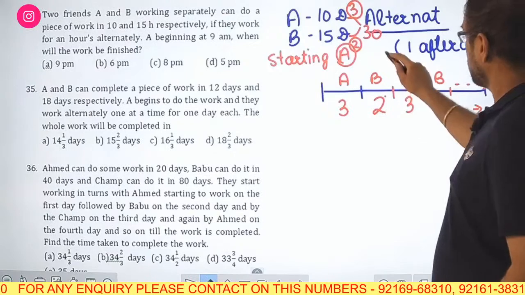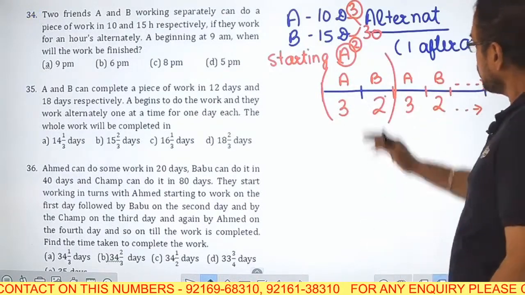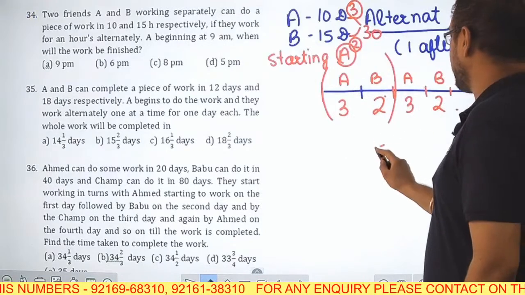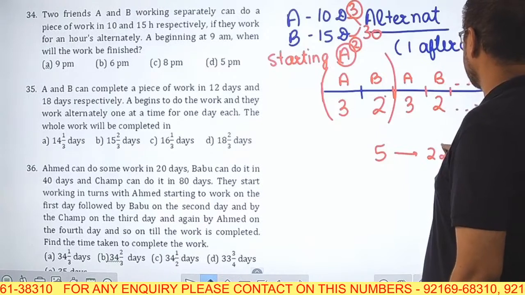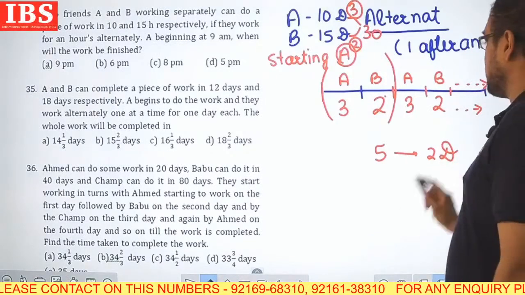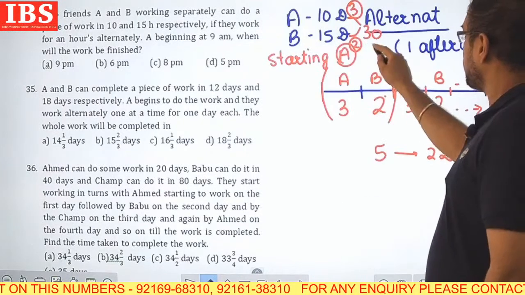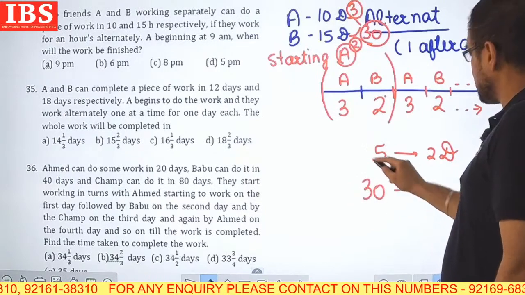So total in 2 days, because this is the process that is repeating, 5 work is done in 2 days time. We'll write it down like this, and we need to complete the work of 30. So this 30 is an exact multiple of 5.